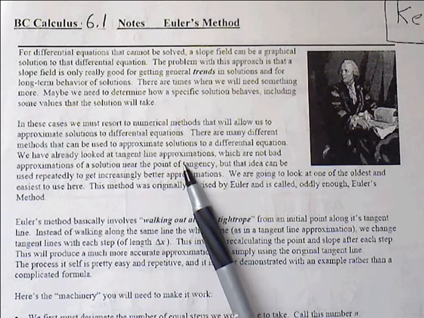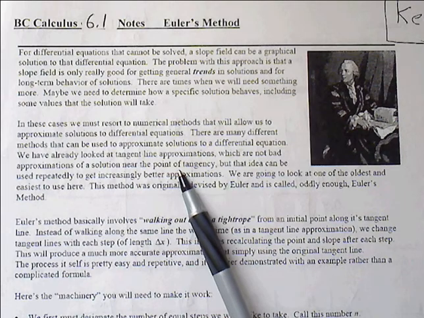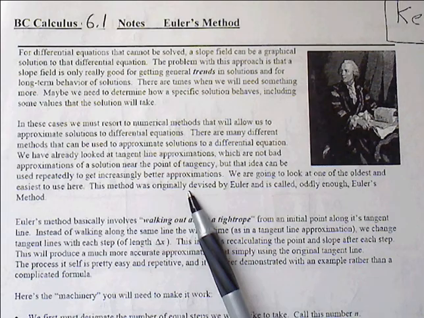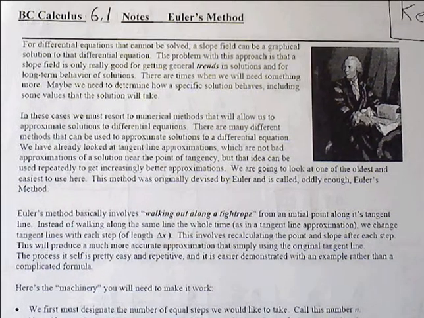We have already looked at tangent line approximations, which is closely tied to what we're going to do today. They are not bad approximations near the point of tangency, but the idea can be used repeatedly to get increasingly better approximations. We're going to look at a method that was originally devised by Euler and is called Euler's method.